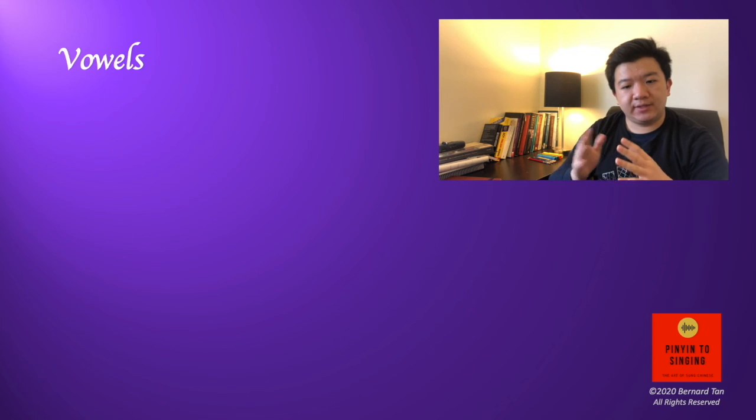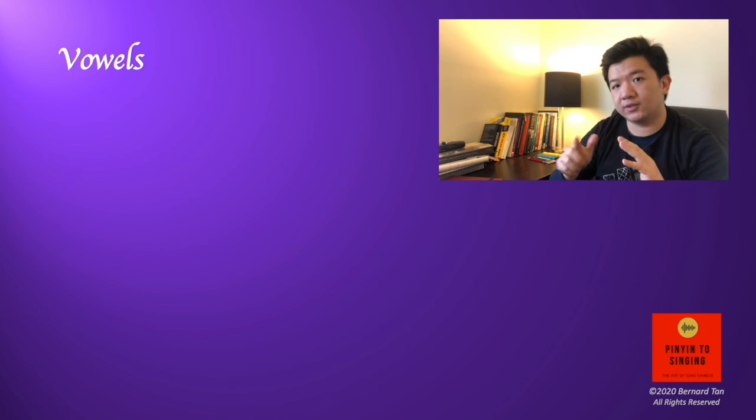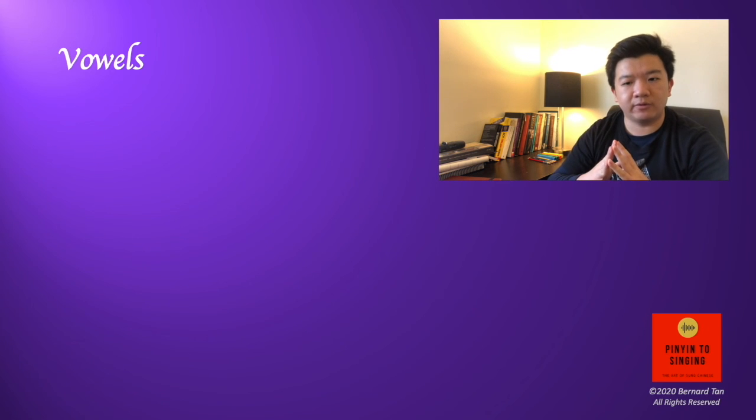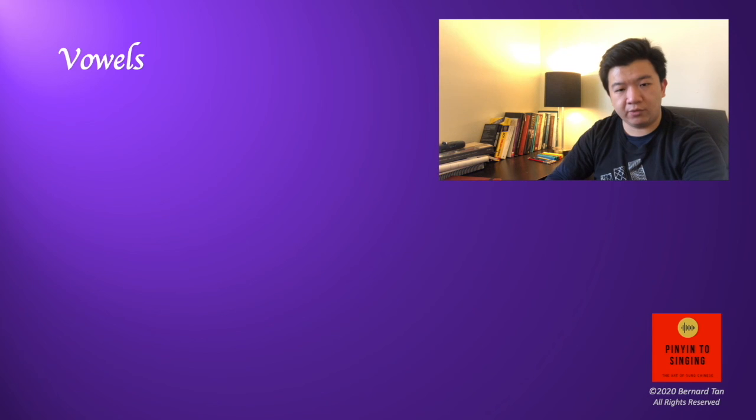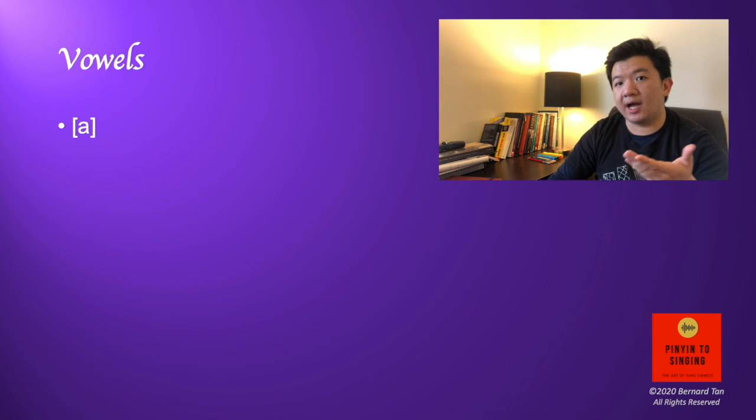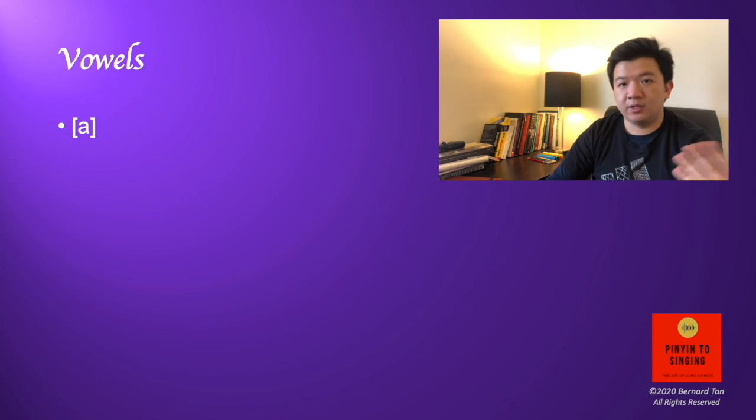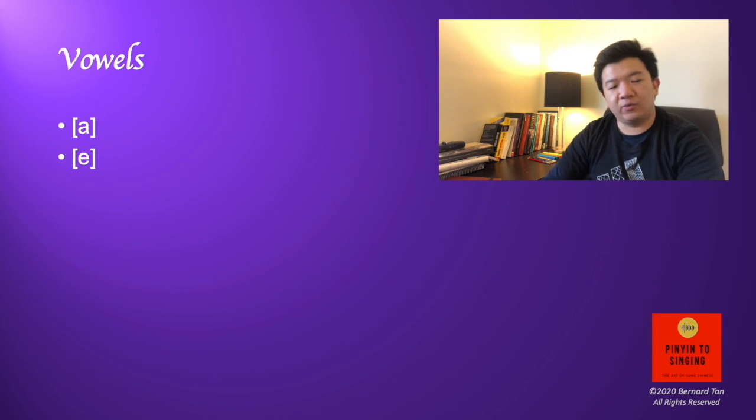In Chinese, there are only 7 types of sung vowels, and they are all very familiar vowels, so let's go through them. The first one is ah, which is the vowel that exists in almost all languages. And then we have eh.